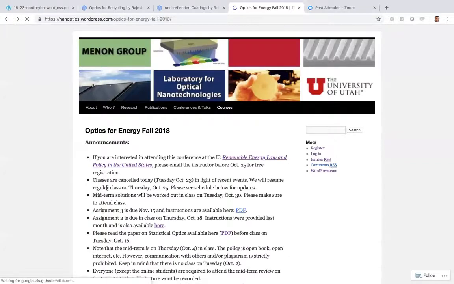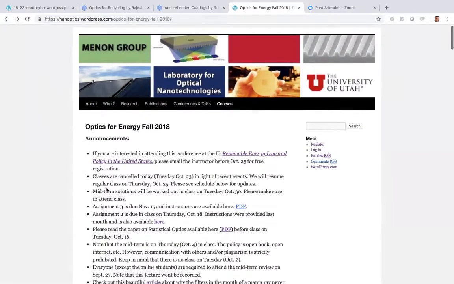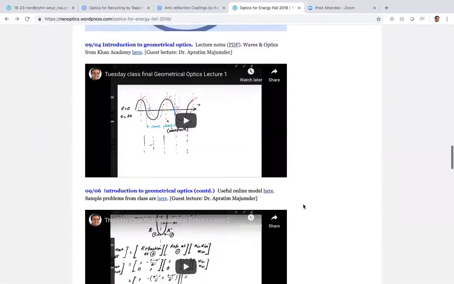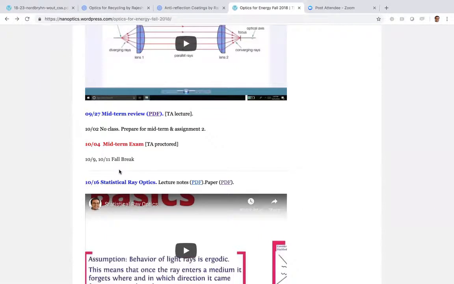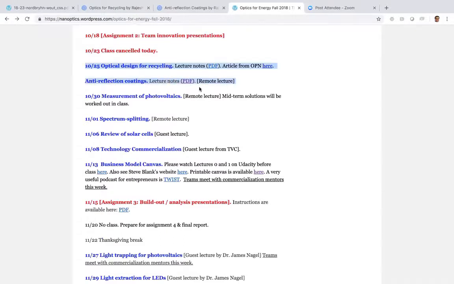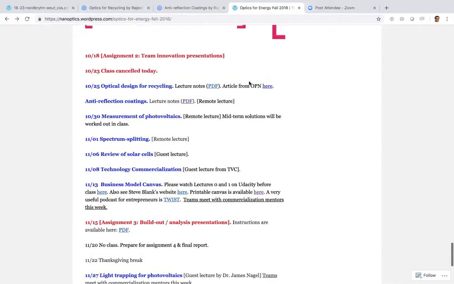Okay, the next announcement. As you know, classes were canceled on Tuesday because of the tragic incident, and now we are going to catch up a little bit today. Very quickly on the schedule, October 25th, we're going to go through optical design for recycling as well as anti-reflection coating. Fortunately, they are both relatively short, so we should be able to cover them both. The one thing I did change was I moved the working out of the midterm solutions to next Tuesday. Okay, let's jump right in.